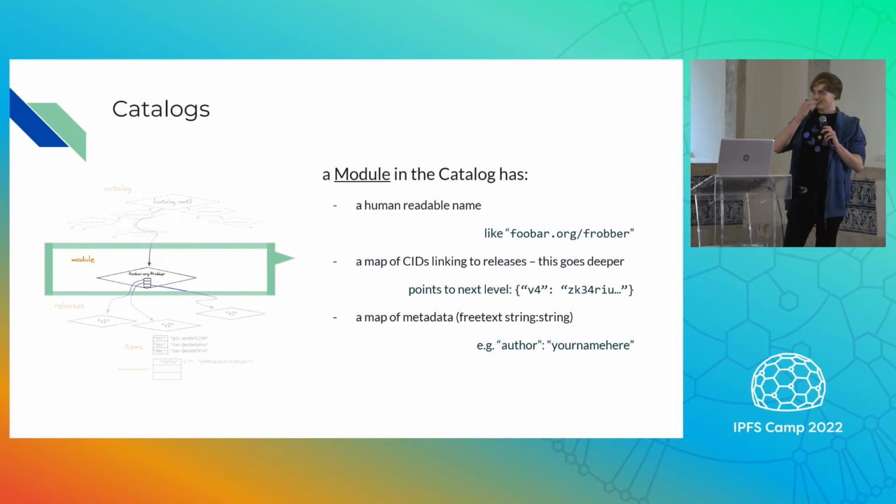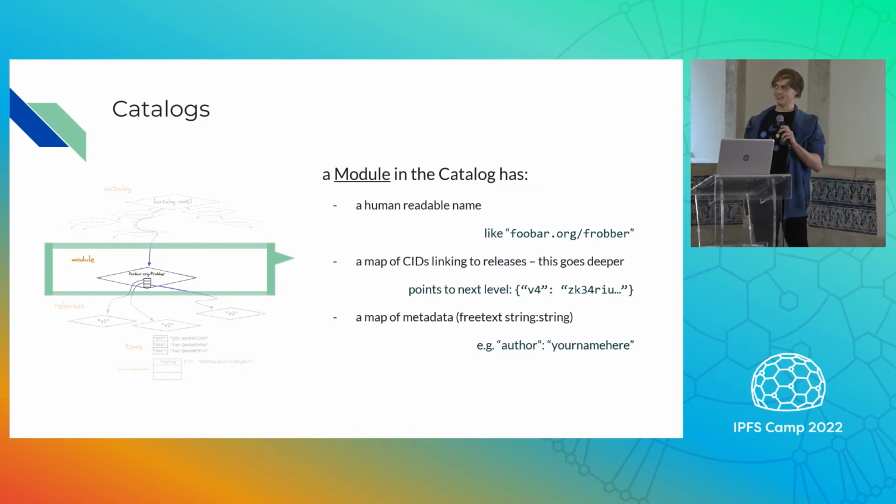Now, that top-level map points at a data structure specific to Warpforge called a module. This contains the human-readable name for things. So foobar.org/frobber, you can munge this string however you want. It's just a string.